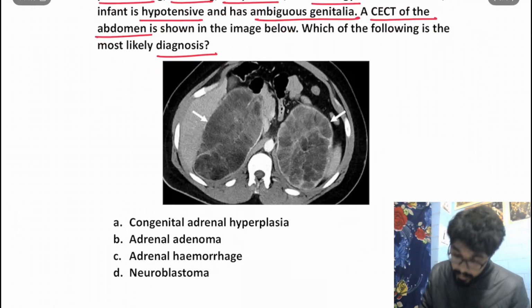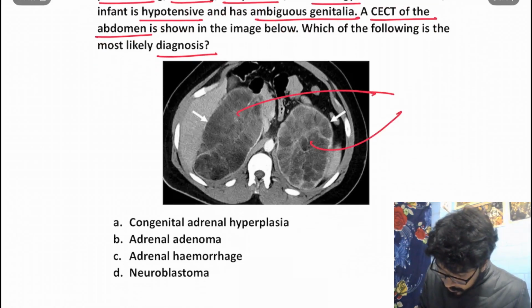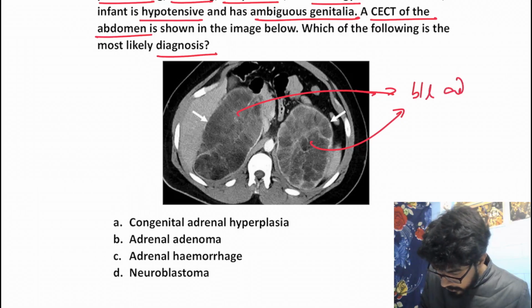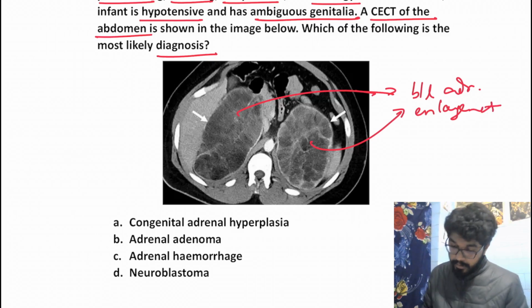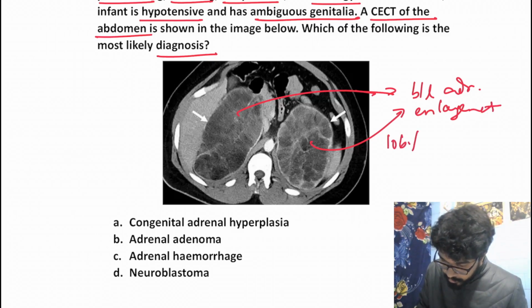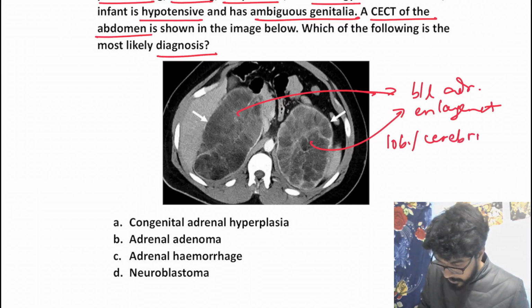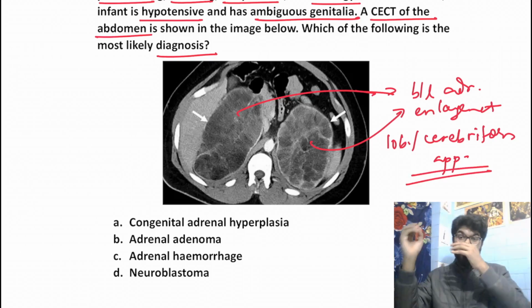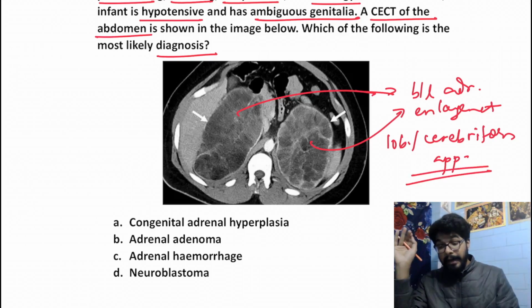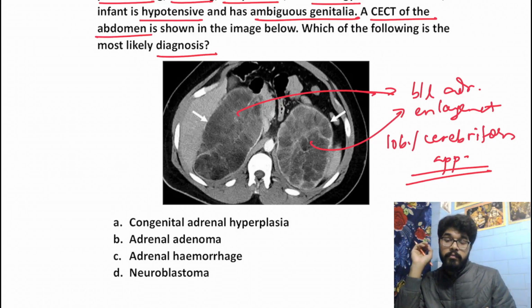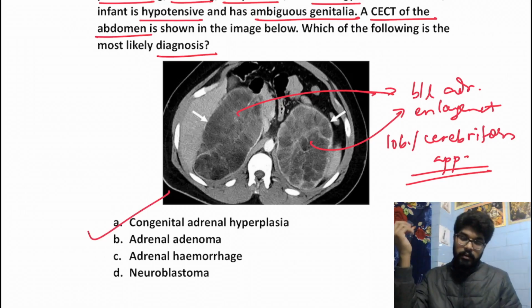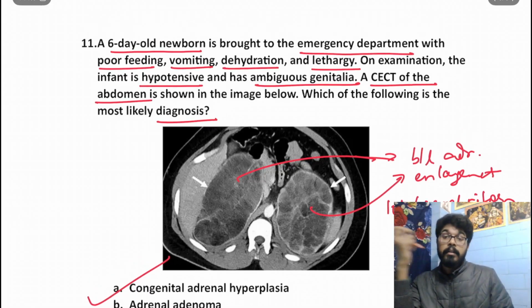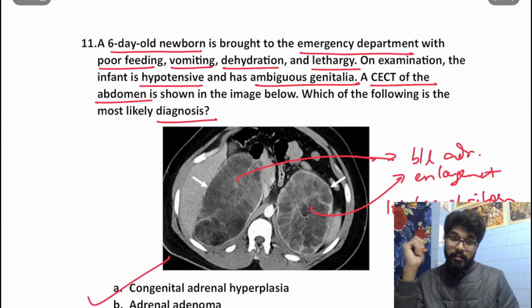In the CECT, we can very well appreciate this bilateral adrenal enlargement. Okay. And also appreciate the lobulated or the cerebriform appearance as classically described. This lobulated and cerebriform appearance of the adrenal gland, especially in a newborn, is very much characteristic of congenital adrenal hyperplasia. Moreover, even the clinical features are suggestive of congenital adrenal hyperplasia.